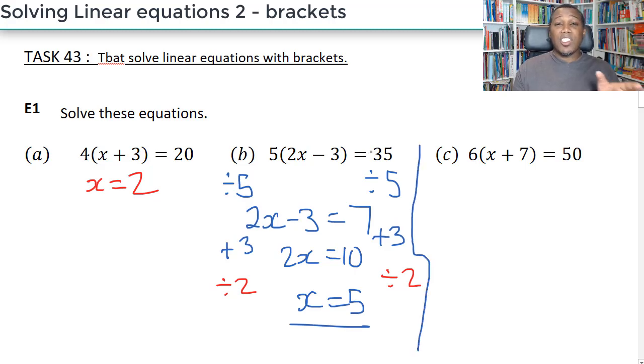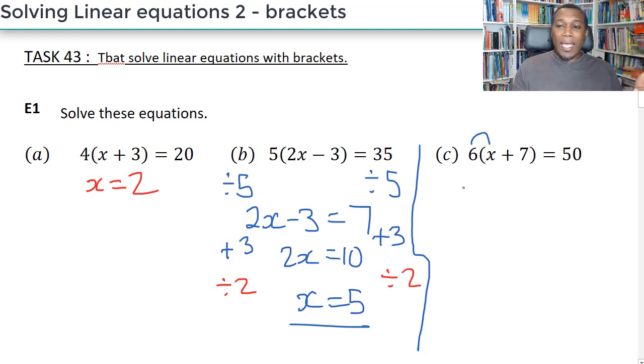I'm going to do this as change side, change sign. But before I do that, I need to expand the bracket. And I'm going to expand the bracket because 50 is not in the 6 times tables. I can't do the divide by 5. So expanding the bracket, remember, expand means to multiply out.